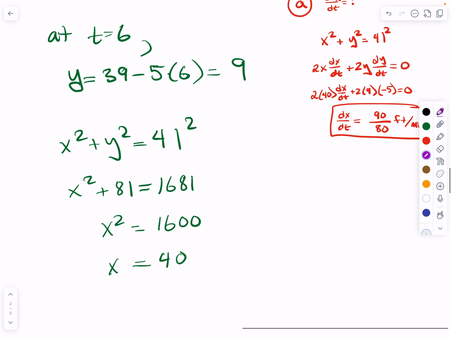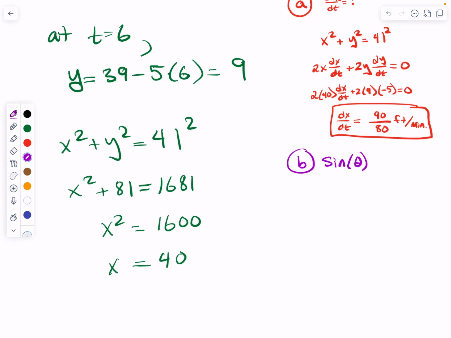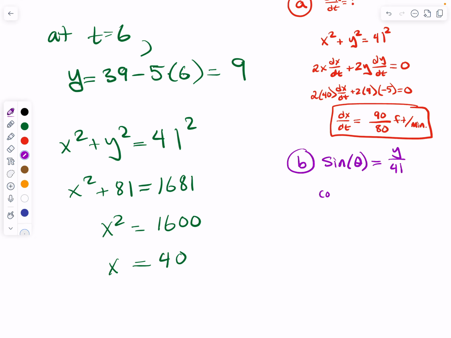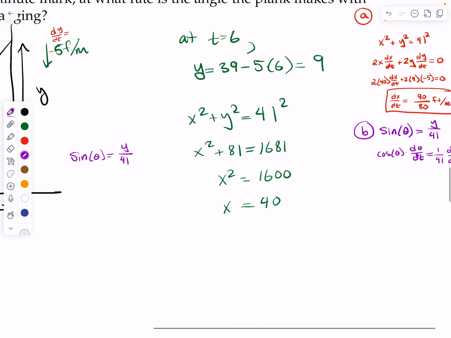So over here for part B, sine of the angle is y over 41. And so the derivative, cosine of the angle times d theta over dt is equal to 1 over 41 dy over dt. Let's plug in what we know. We need to know what the angle... Oh, actually, we can figure out the cosine of the angle, can't we?